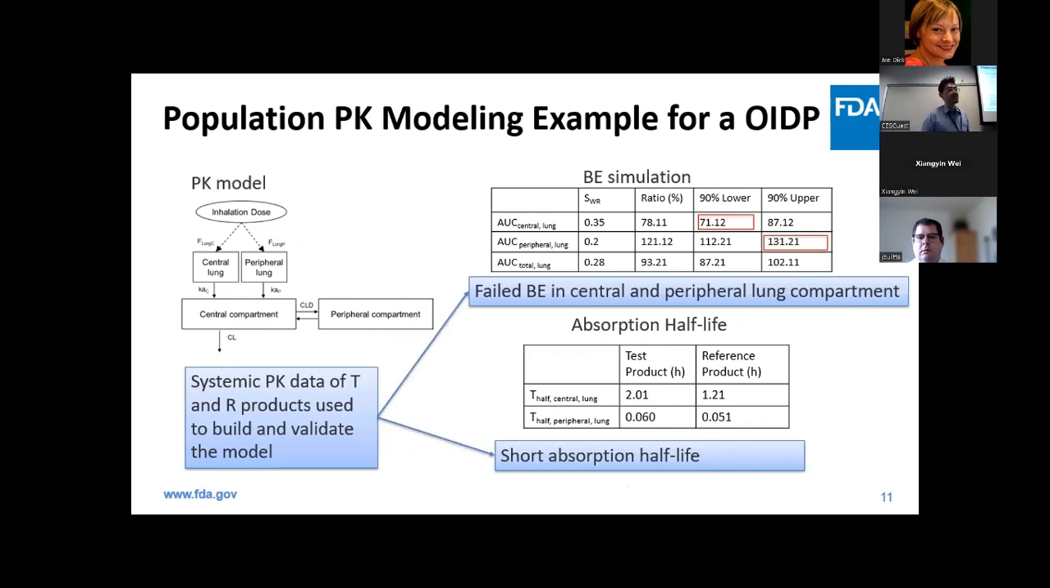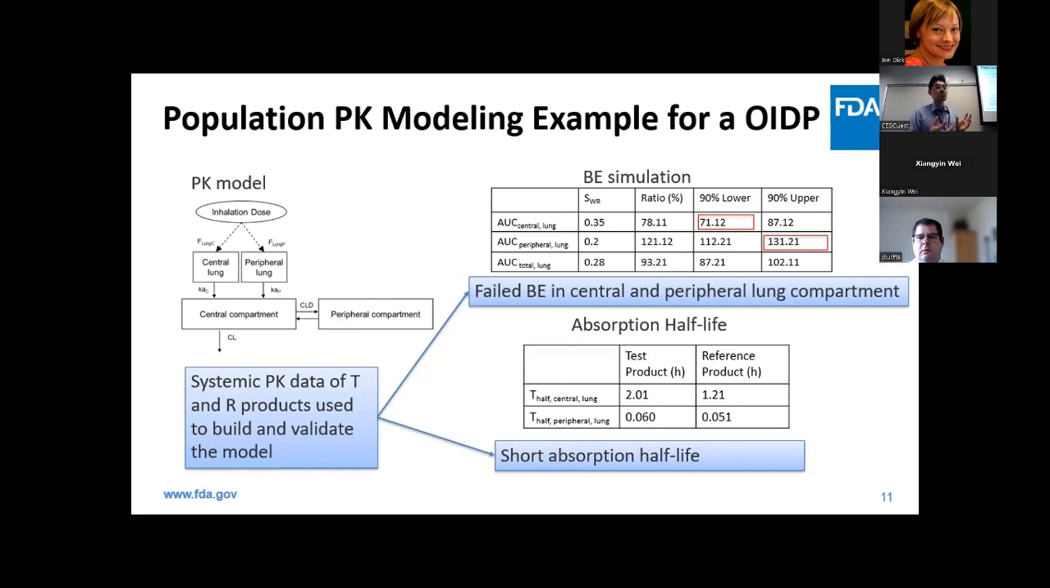And here's another example. It also comes from one on the ground, from a submission as well. This example is really about building up the model. We already have the PK data, and the PK data is equivalent. So they built up the model using the central and peripheral regions, looking at a two-compartment model, and they validated the model.